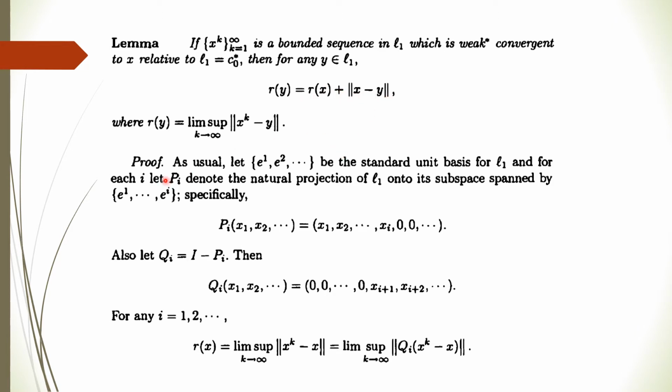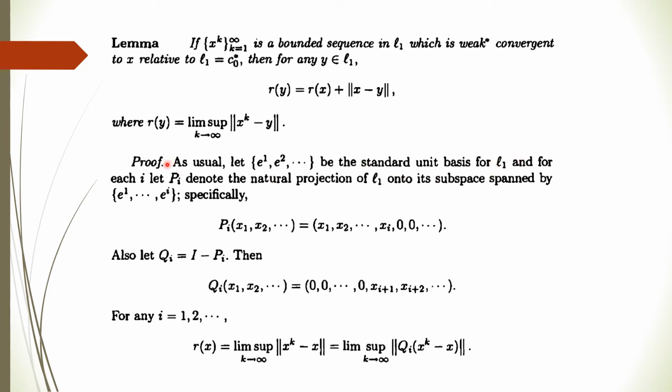For the proof, we consider the standard unit basis for L1, and these are E1, E2 and so on. What do you mean by E1? At the first place, the first coordinate is 1 and the rest are all zeros. E2 means the second coordinate is 1 and the rest are all zeros, and so on. This is the standard unit basis for L1.